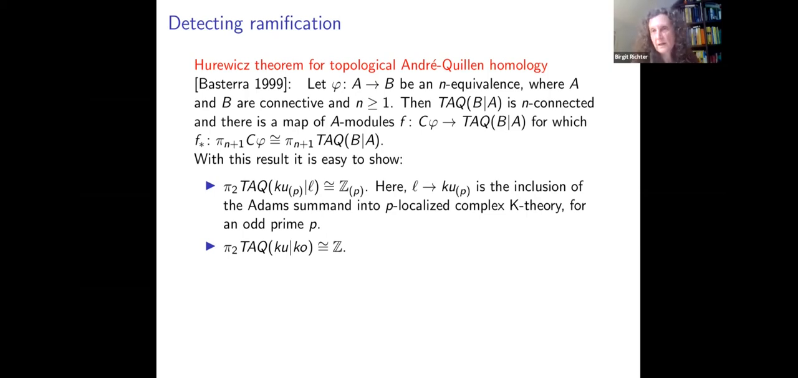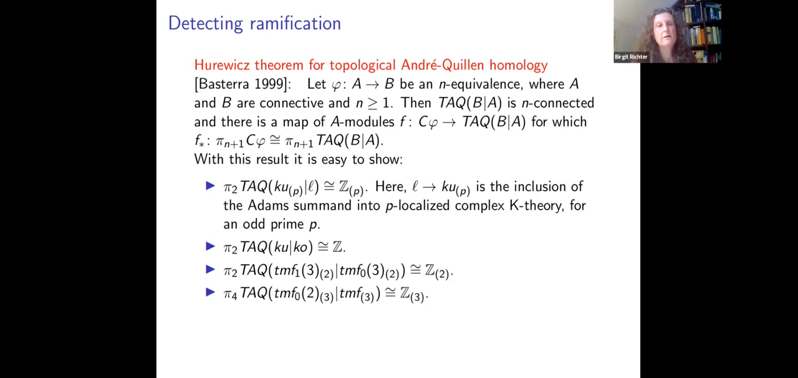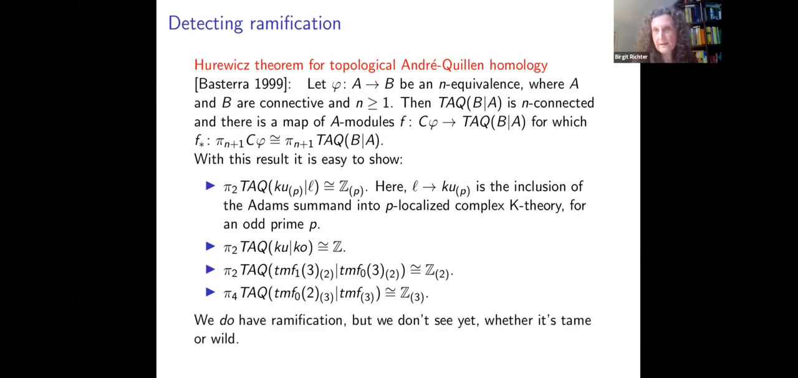And then you can play that game for other examples, connective covers of points of order 3 of an elliptic curve and so on, or just another extension in the vicinity of topological modular forms, and they all look the same. So that was a bad idea. We knew that there was ramification. This sort of says, yes, there is ramification, but it doesn't tell us anything more. It, in particular, doesn't tell us whether it's tame or wild or anything. So that was dumb.